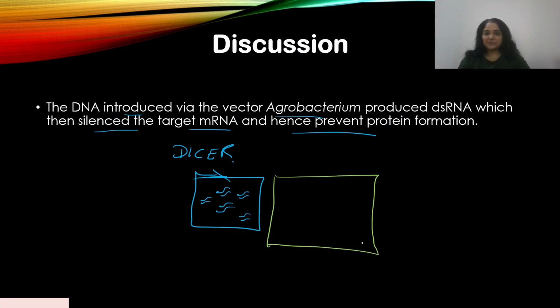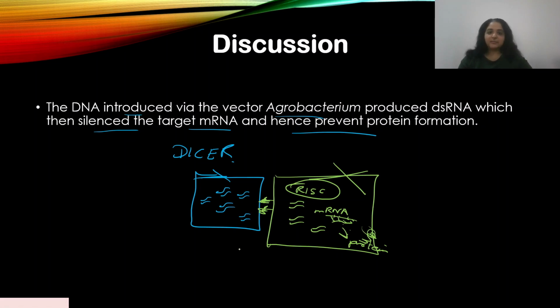Now let's say you have the nematode, the roundworms. They come and try to feed on this plant. So now these siRNA will enter here, and the RISC will also be present there. Now they will bind to the mRNA over here, and then it will destroy the nematode. This mRNA will not get translated to a protein, thus killing the nematode. So basically this is how it works.